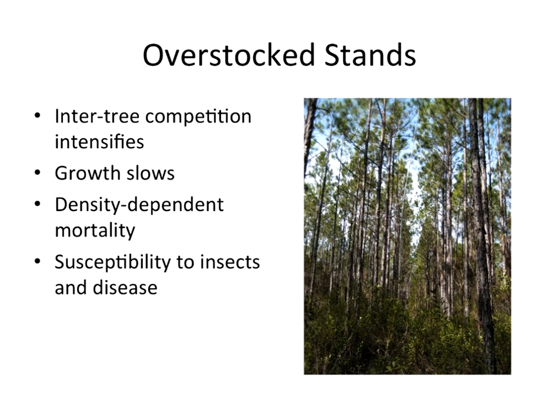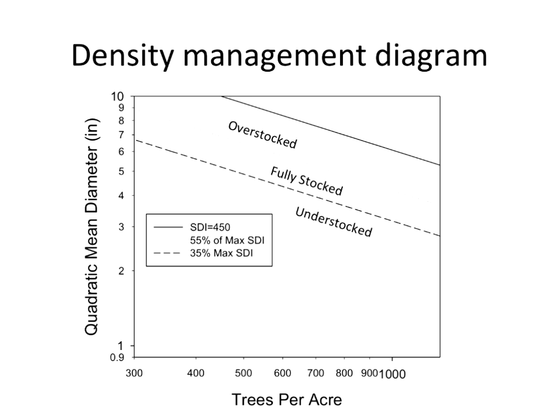So what we want to do is avoid overstocked stands as stand development progresses, and avoid inter-tree competition, which slows growth and later on causes density-dependent mortality and causes susceptibility to insects and diseases. One of the best tools we have for managing density is a density management diagram, which basically shows on a log-log scale average tree size versus number of trees per acre.